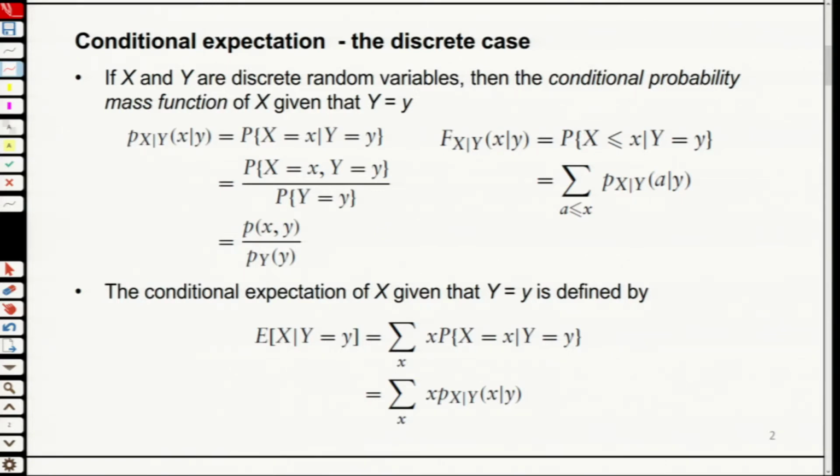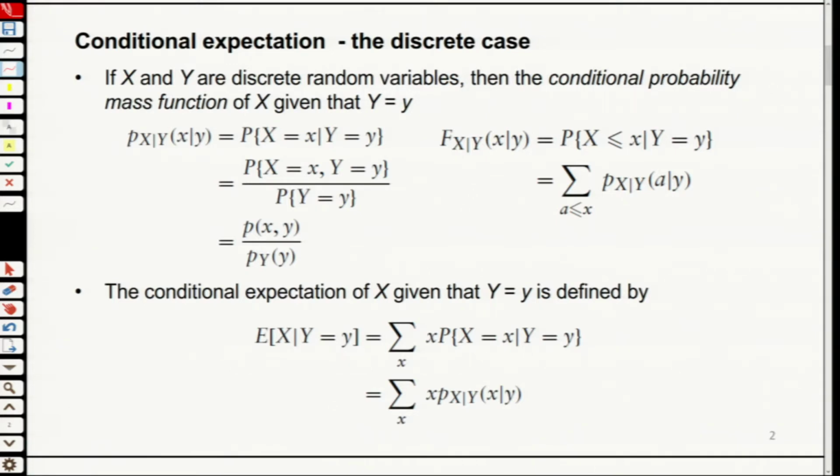So if you have the conditional probability mass function, you have the joint probability, divided by the marginal, y equals y. So this is p joint xy divided by py. This gives you the conditional probability mass function. This is the definition of conditional probability. This is what we discussed before.